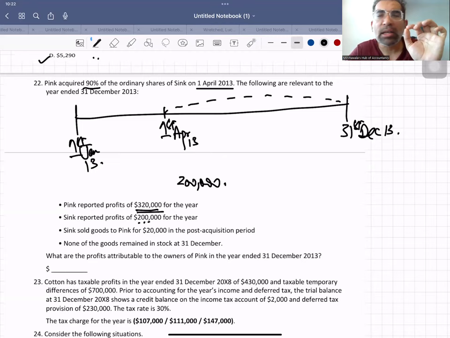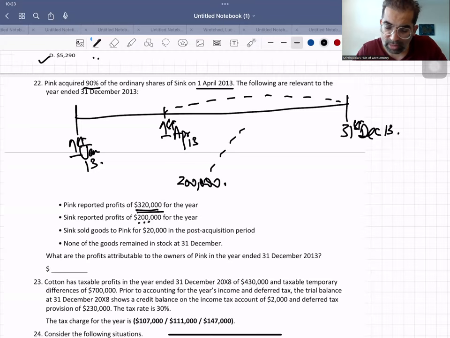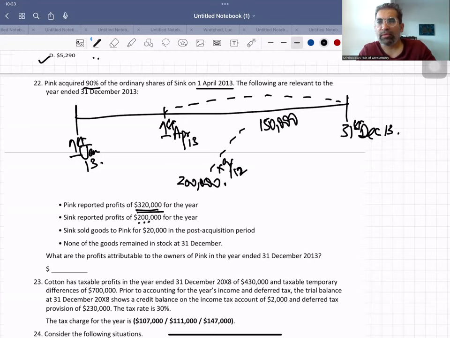Now, can you tell me, in this accounting period, S company belongs to us for just 9 months. So 200,000 times 9 upon 12. This will be 150,000, right?